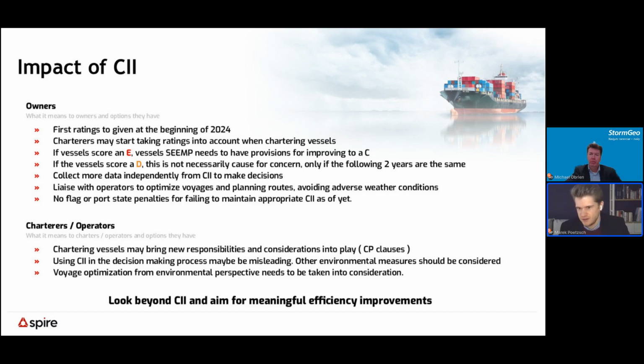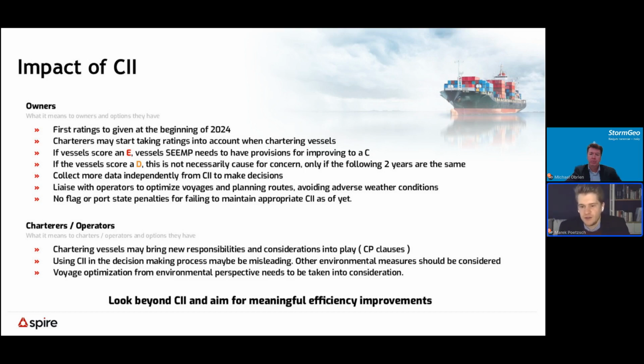If a D rating is achieved, that is not necessarily immediately cause for concern. Only if 2 D ratings happen in 2 following years does the same apply as for an E rating, where provisions have to be made in the SEMP to improve the vessel to a C rating.